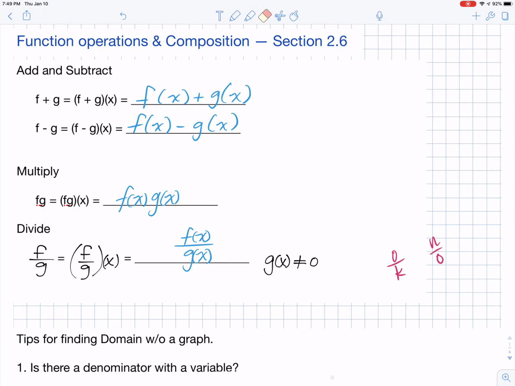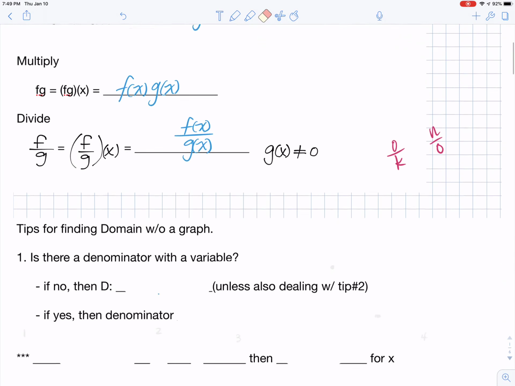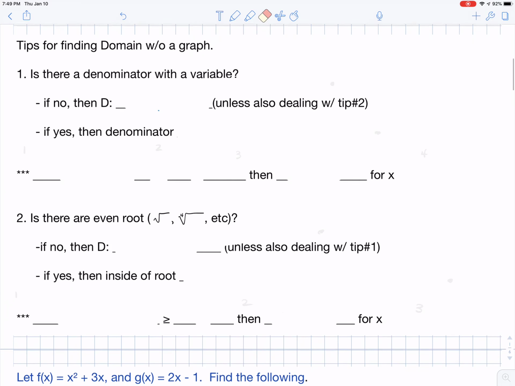Hey folks, this is your second video in this section, section 2.6, talking about function operations and composition. I'd like to focus for a few minutes on domain. We've learned how to find domain if you're looking at a graph, but how do you find domain if you don't have a graph? So you need to learn to ask yourself two different questions.